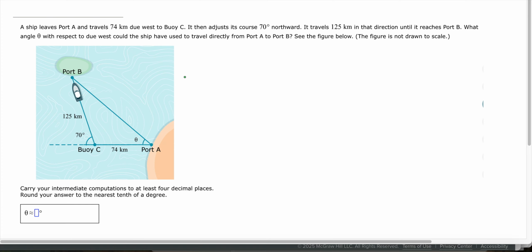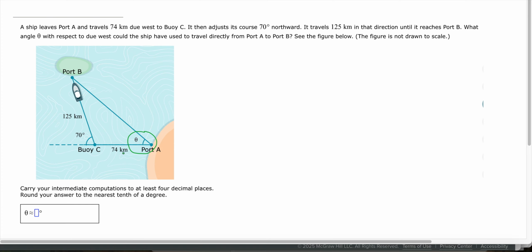What angle theta with respect to due west could the ship have used to travel directly from port A to B? And what's nice is we've got this nice diagram that kind of maps that all out for us. So really what the question is asking is to find this angle. We don't have a right triangle, so we're going to have to use law of sines and law of cosines, depending on what we have here.